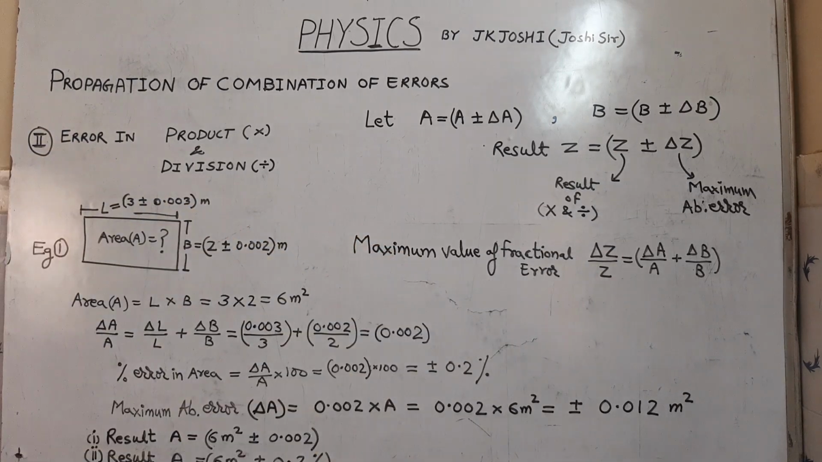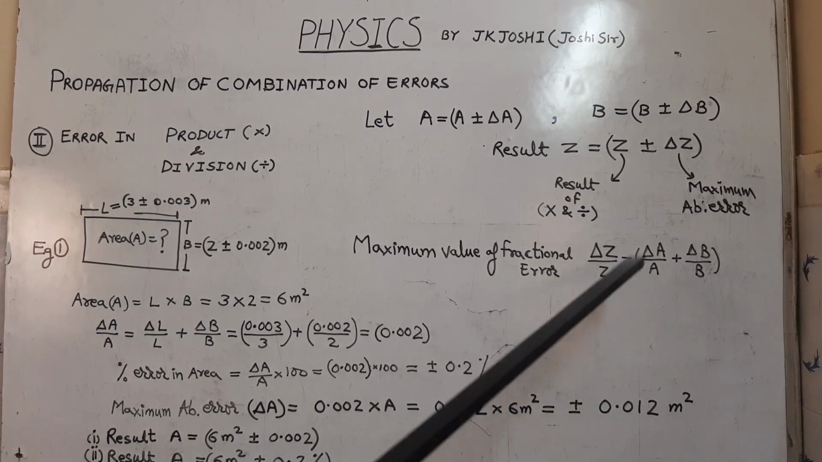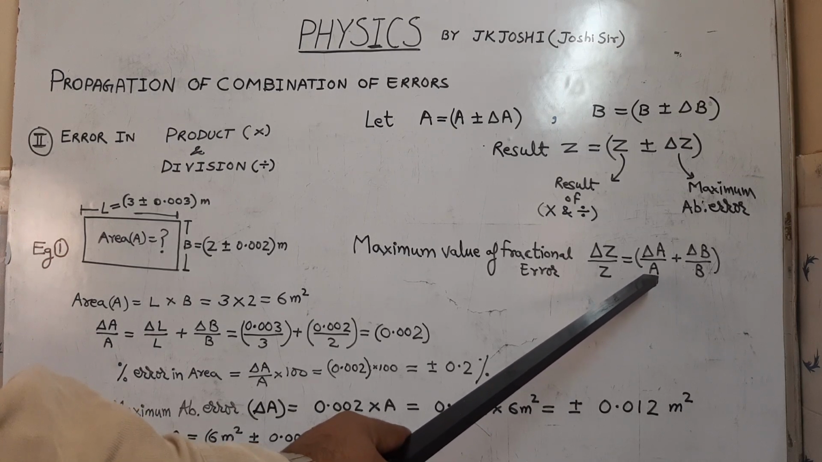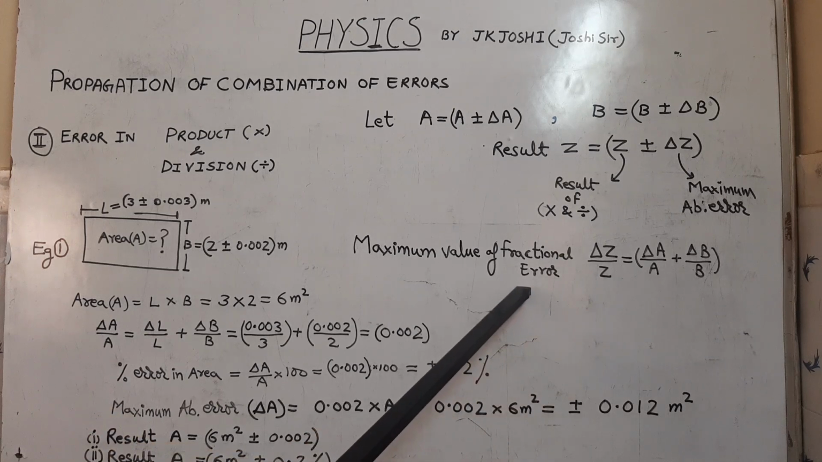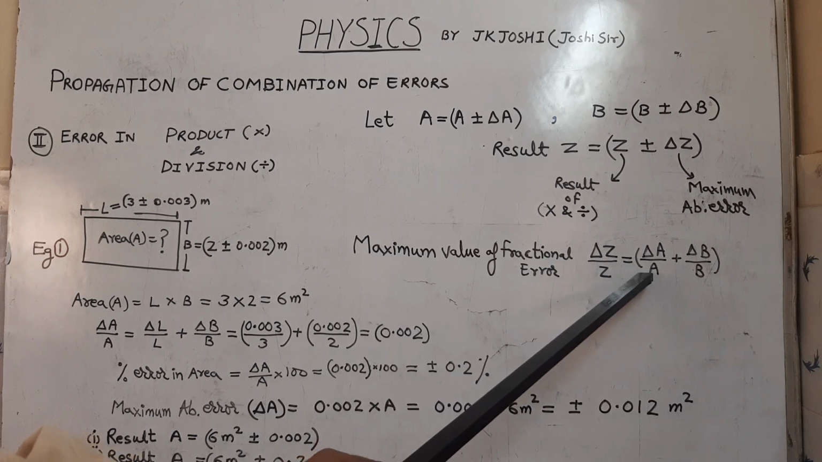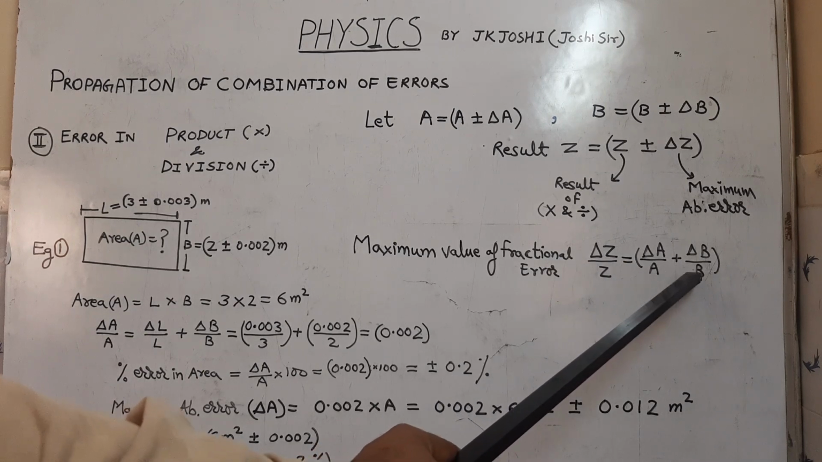Students, the rule to calculate multiplication and division error is we have to add the fractional error in all the components given, that is A and B. So we have to add the absolute error divided by its actual value. Simply we can say fractional error of A and B, that is delta Z divided by Z equals fractional error in A plus fractional error in B.